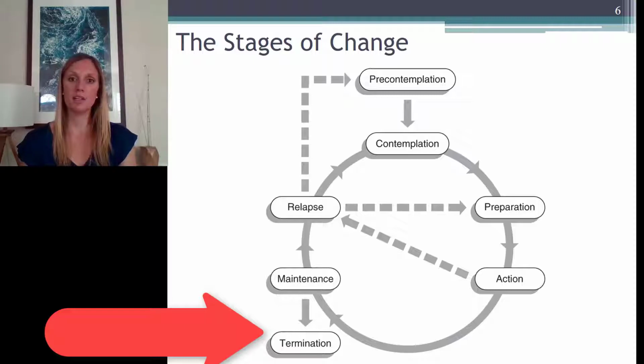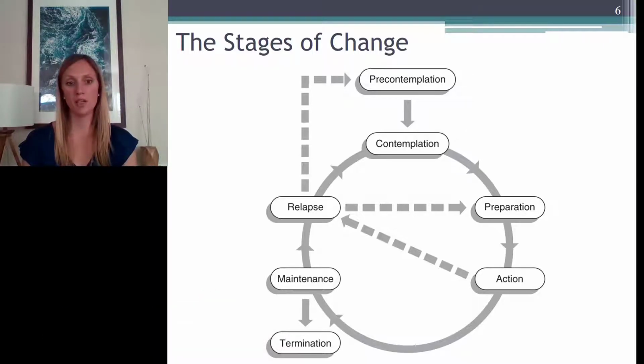However, once somebody gets past the maintenance stage, they are considered to be in the termination stage. And this is kind of controversial. The definition of the termination stage is that an individual no longer has any temptation to relapse. So when you hear that, you probably think, I don't know how realistic that is. When is there a situation when somebody has no temptation at all to relapse?